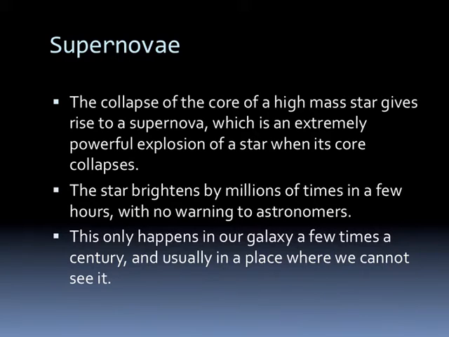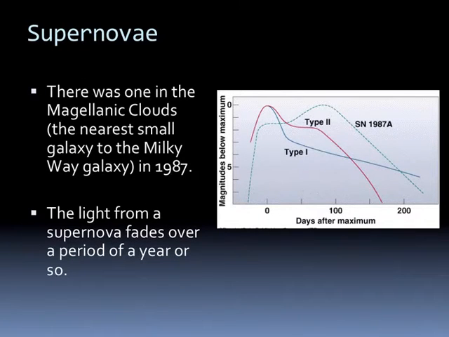The star brightens by millions of times in a few hours with no warning to astronomers. This only happens in our galaxy a few times a century and usually in a place we can't see it. There was one in the Magellanic Clouds, which is the nearest small galaxy to the Milky Way galaxy, in 1987. The light from a supernova fades over a period of a year or so.